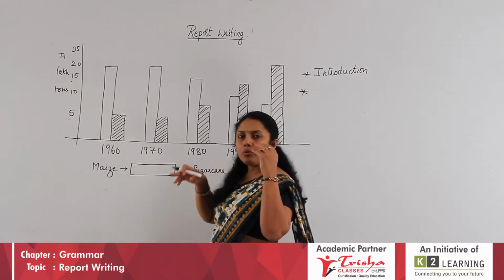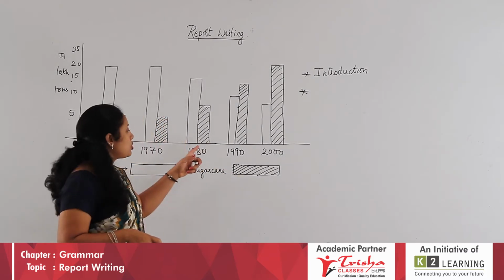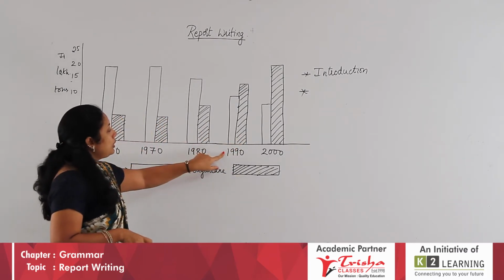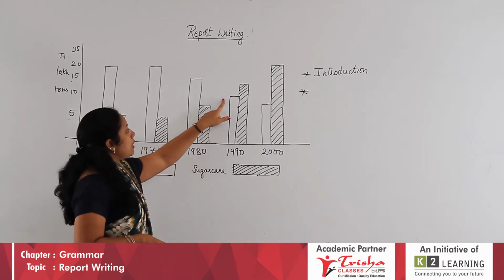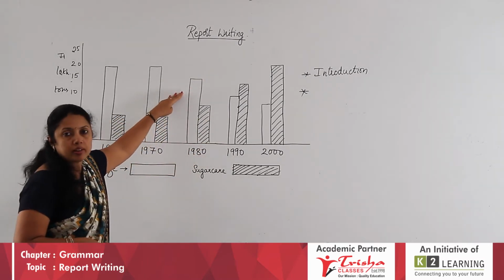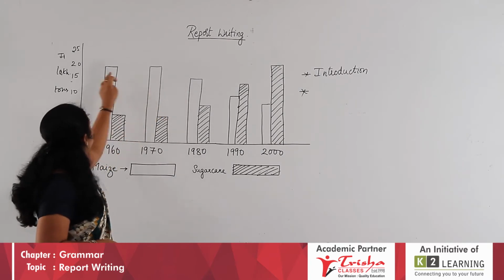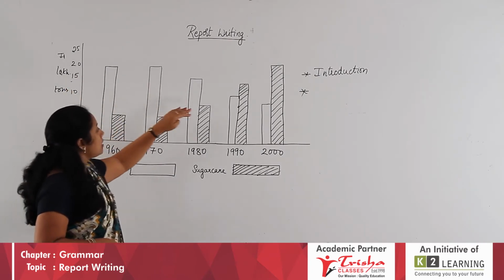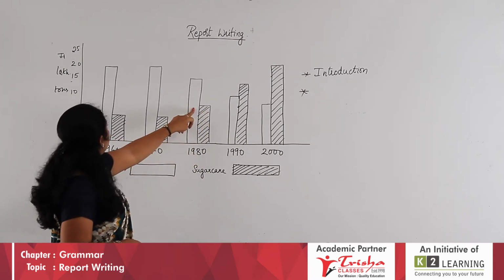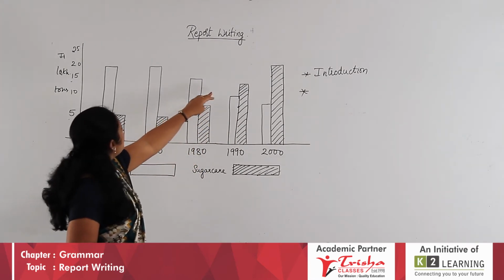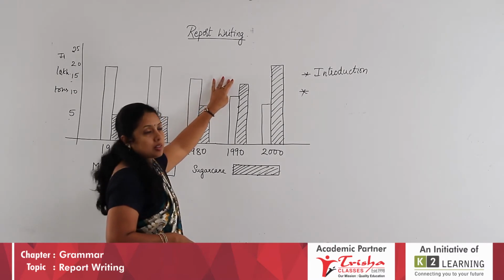So that is how you explain everything. Let me finish off with these two also. During the year 1990s, the production of maize still further decreased from 15 lakh tons to 10 lakh tons, while the production of sugarcane rose from 10 lakhs to around 15 lakh tons.